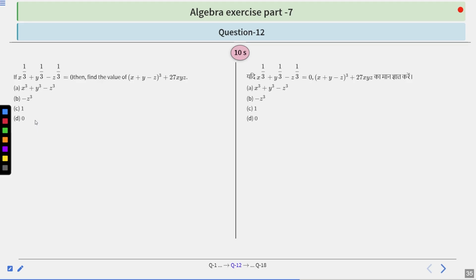Next, if x raised to power 1 upon 3 plus y raised to power 1 upon 3 minus z raised to power 1 upon 3 equals 0, then find the value of (x plus y minus z) whole cube plus 27xyz. And the options are: option A, x cube plus y cube minus z cube; option B, minus z cube; option C, 1; and option D, 0.